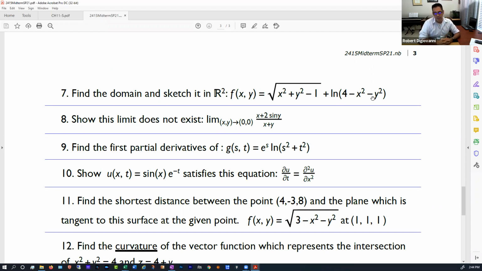Number 9 is just a gimme problem. If you can take the first partial derivatives of that, there's nothing special there, straightforward.